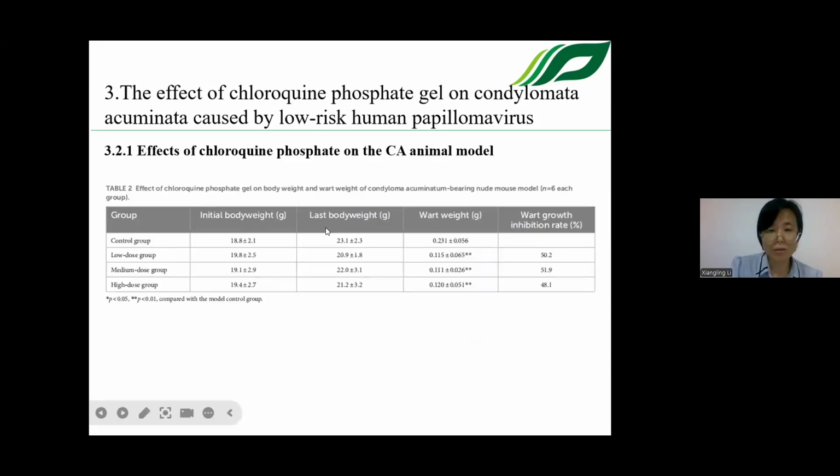Also, we tested the body weight of the nude mice. We found no obvious abnormalities in the body weight of the animals in the different groups during the experiment. But the wart weight of the gel groups was reduced after giving the chloroquine gel for 14 days.